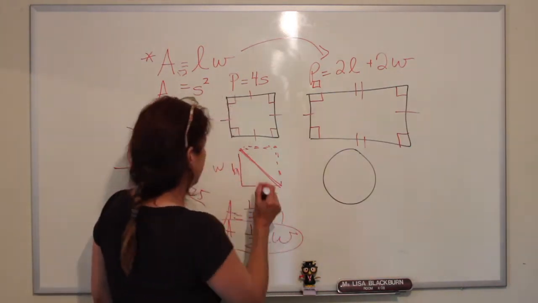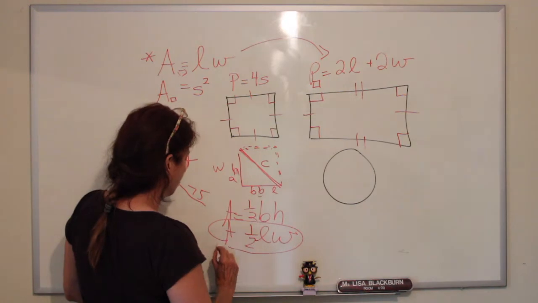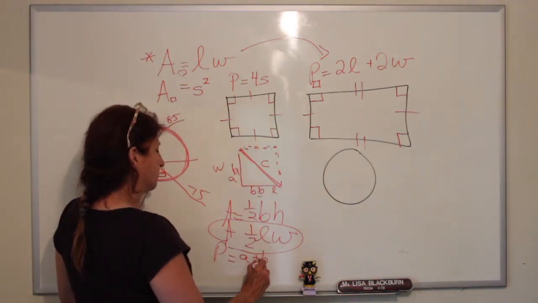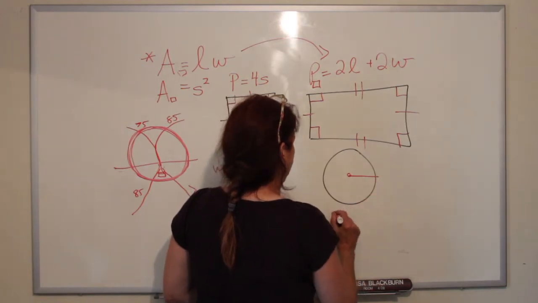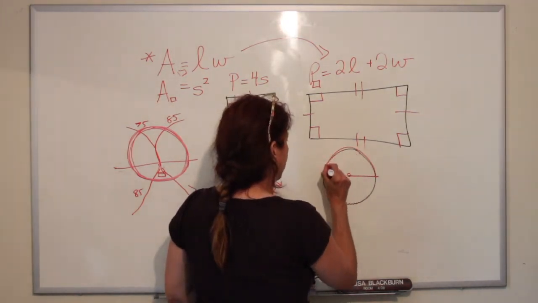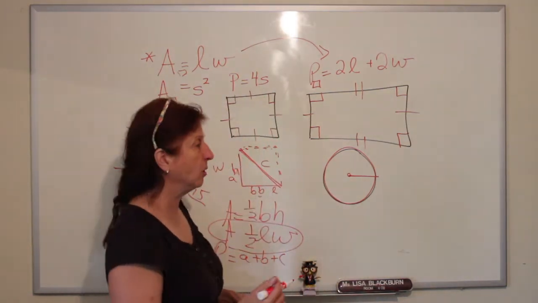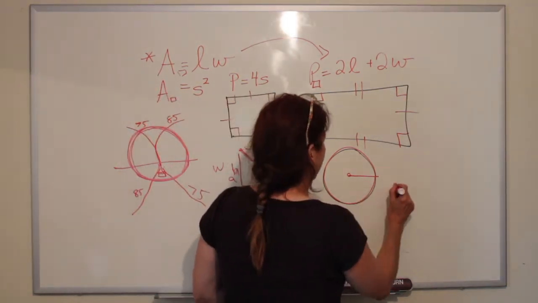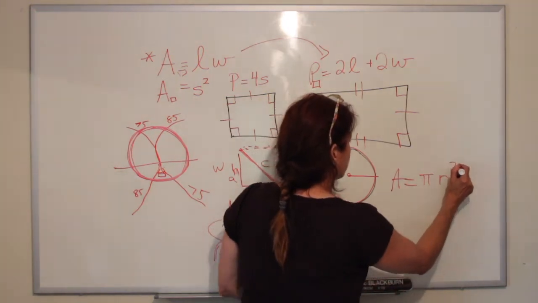And then the perimeter of the triangle, if this is side A and that's B and that's C, the perimeter is A plus B plus C. For a circle, the perimeter is how far around it is, which is called, if it's a circle, circumference. And the area of a circle is pi r squared.